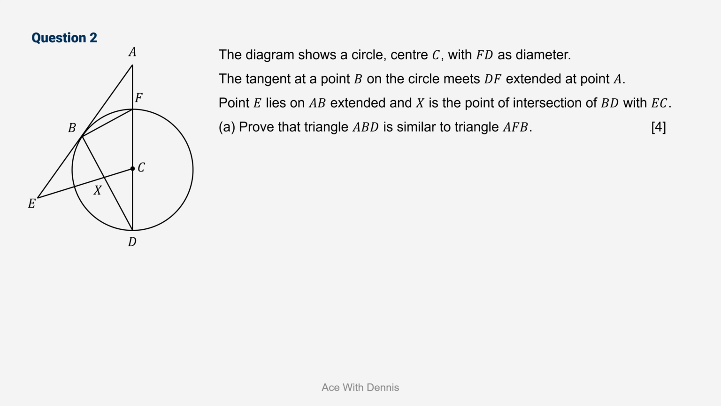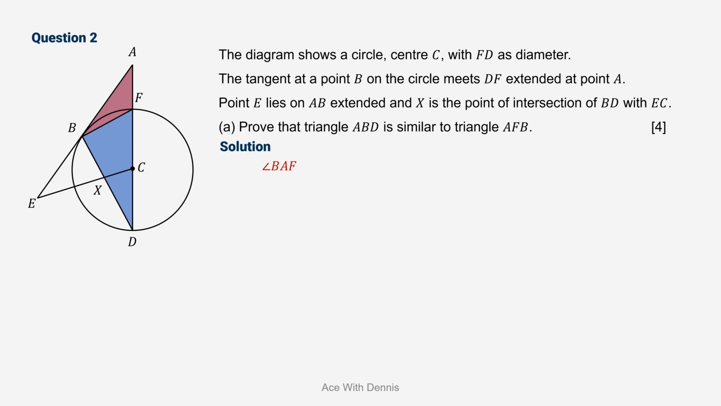A. Prove that triangle ABD is similar to triangle AFB. 4 marks. So here's the solution. Let's identify the two triangles that we want to prove. So this is the triangle ABD, and this is the triangle ABF.